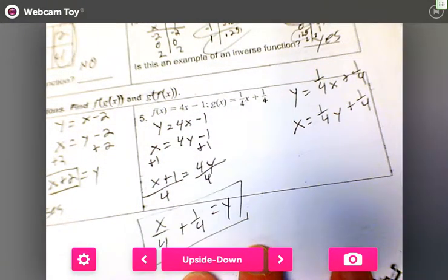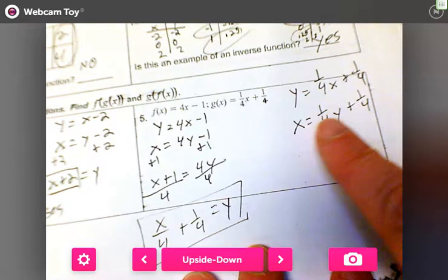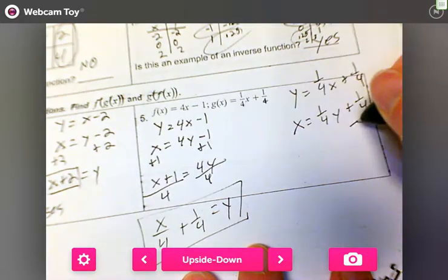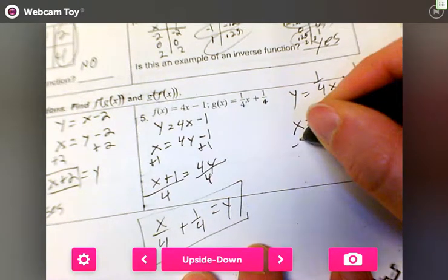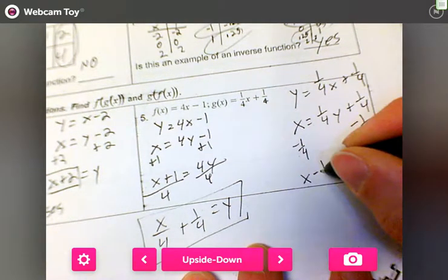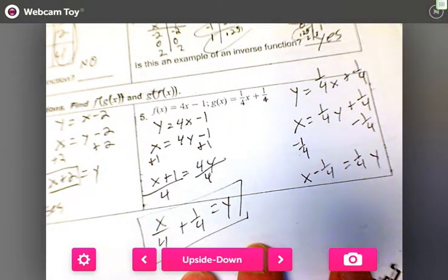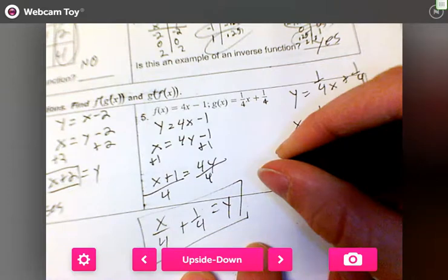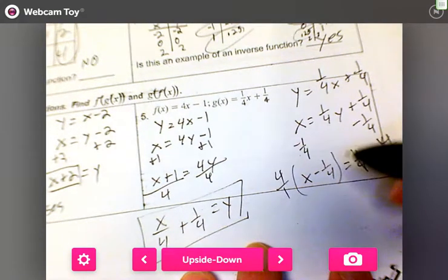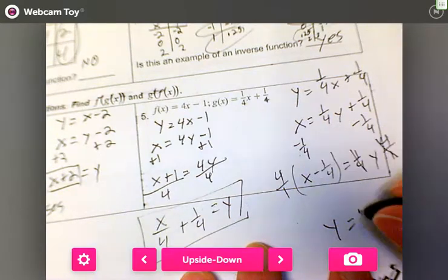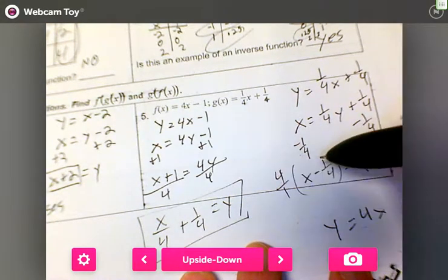Now we switched them. Now we're going to subtract. x minus 1/4 equals 1/4 y. It's times 1/4, so we want to find the reciprocal. 1 over 4, the reciprocal to that is 4 over 1, right? Times this by 4 over 1, times all of this by 4 over 1. These cancel, and I'm left with y equals 4 times x is 4x. 4 times negative 1/4 is just negative 1.